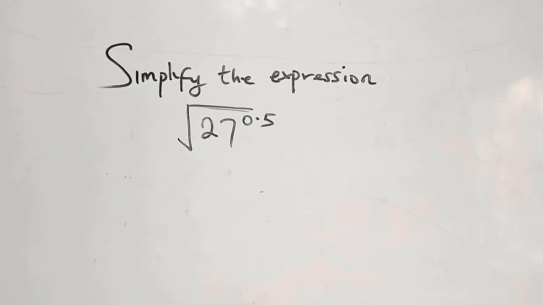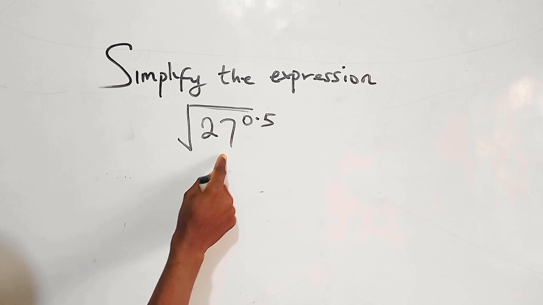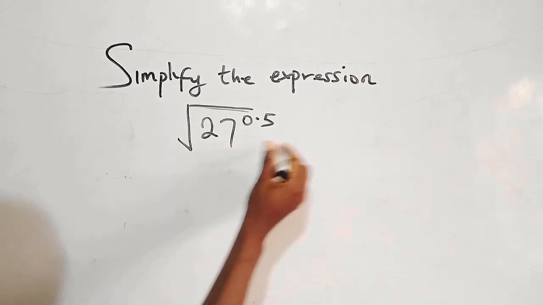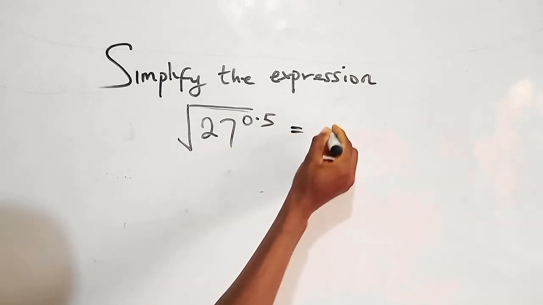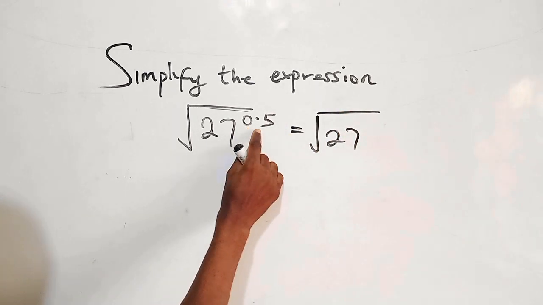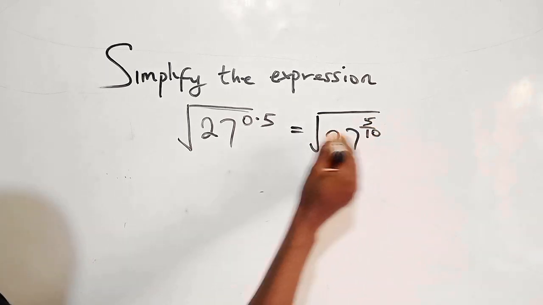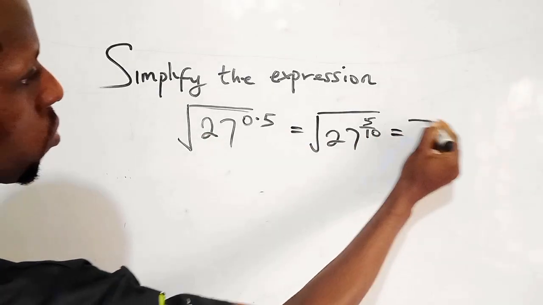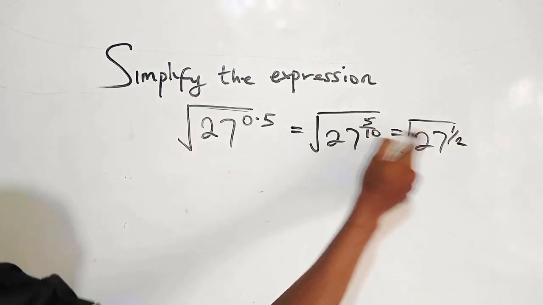The question says, simplify the expression. You have square root of 27 raised to power 0.5. How do we go about this solution? So from here, I can write this as square root of 27. This 0.5, I change to fraction, that is 5 over 10. So I say square root of 27 raised to power half. When you divide this, you have half.